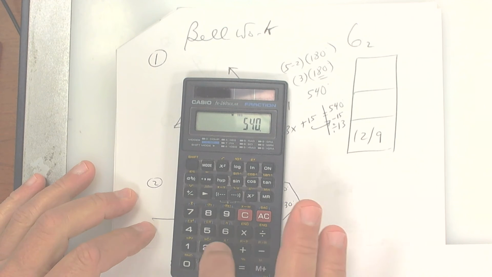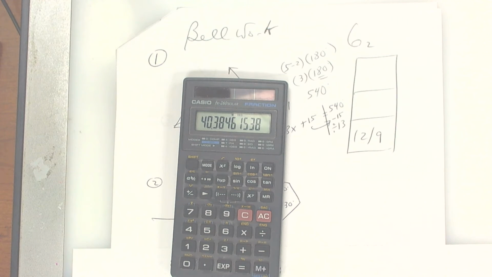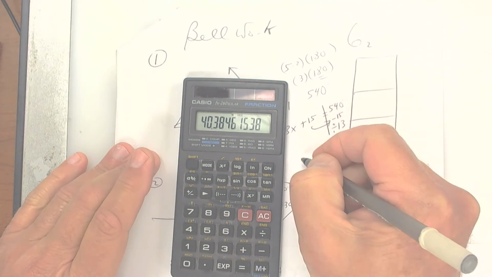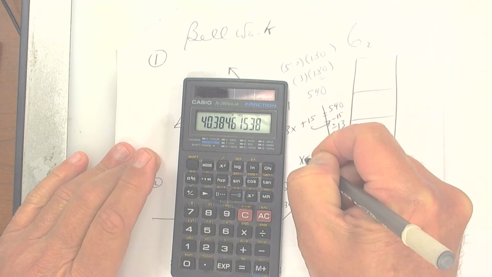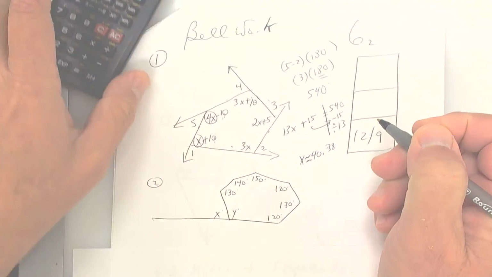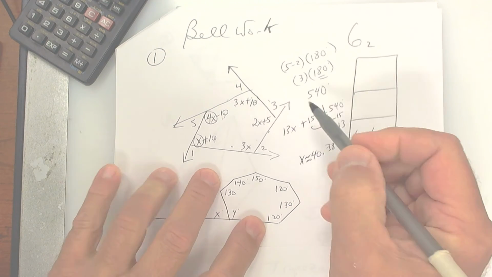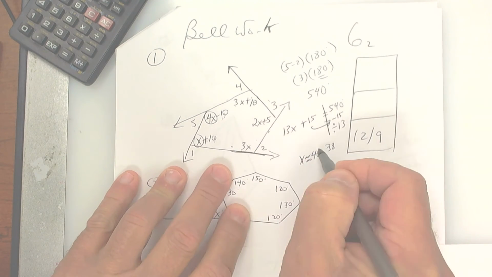540 minus 15, press equals, divided by 13, press equals. I get 40.38, and I'm going to have to round this off, okay? So we're going to say x is approximately 40.38. We'll leave it like that. And now what you want to do is figure out each one of these by plugging it in. Now I'm not going to do each one of these, but I'm going to do this one.